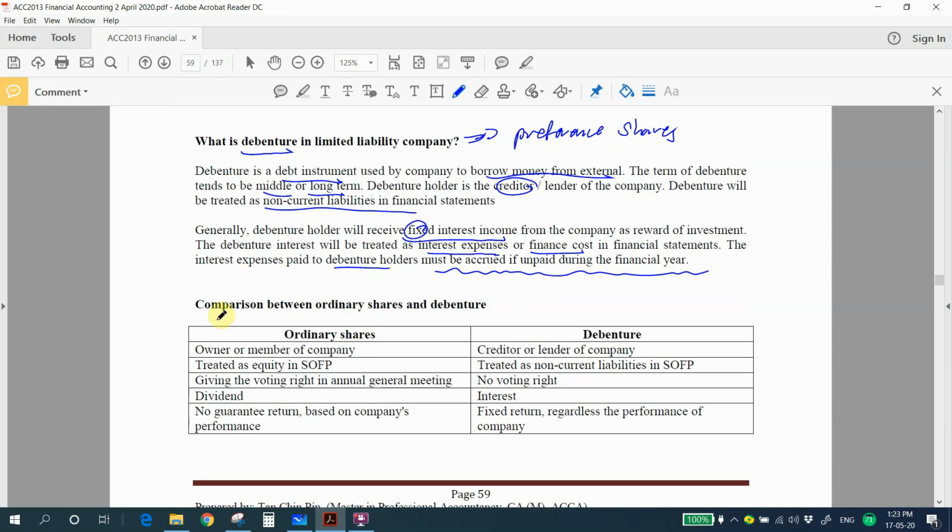So this is a table of comparison between ordinary share and debenture. Ordinary share, owners of the company. Debenture, creditors. Ordinary share, equity in SOFP. Debenture, non-current liabilities. Ordinary share, giving you voting rights. Debenture, no voting rights. If you invest in ordinary share, you get dividend. Invest in debenture, you get interest. Ordinary share, no guaranteed return, based on the company performance. Debenture, the return is fixed and regardless of the performance of the company.